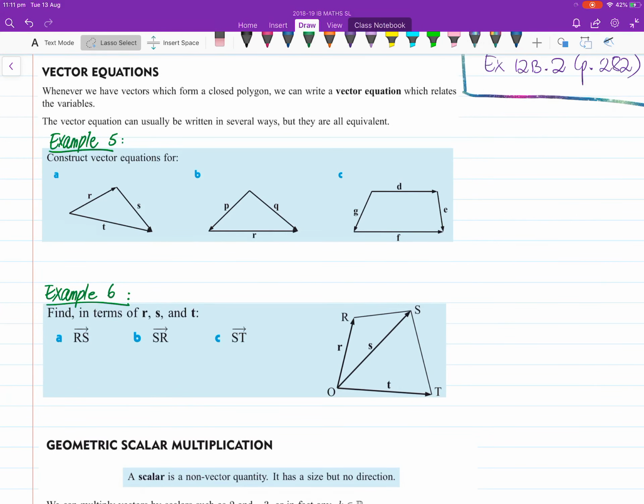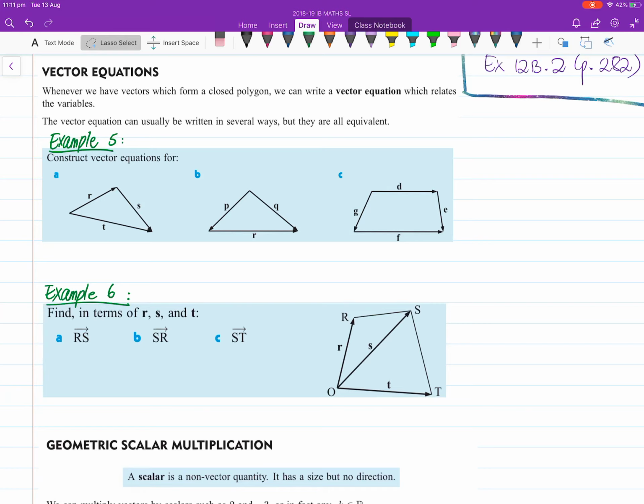Hey Year 12, I'm going to finish off exercise 12B. Last video I did 12B.1 and B.2. I'm going to do 12B.3 and 12B.4 for you here. So we're looking at how we come up with vector equations.